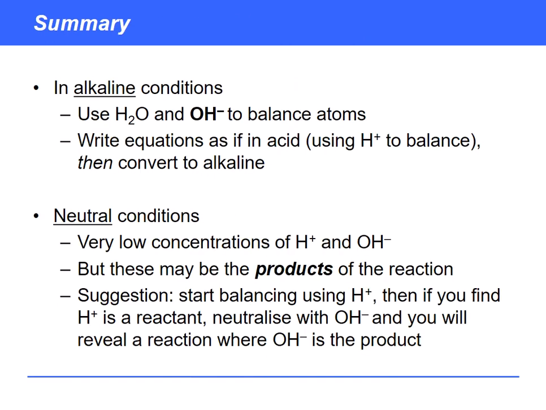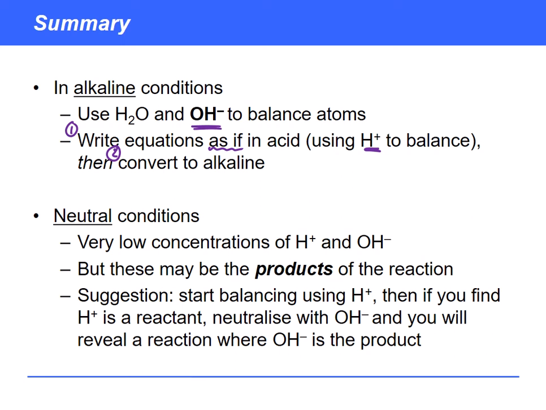So in summary, when you're in alkaline conditions, you must use OH minus along with H2O to balance atoms. You can't use H plus because concentrations of H plus in alkaline conditions are far too low. But in order to actually do that, then you're going to have two steps. The first is to write equations as if I'm in acid using H plus. And then in a second step, we're going to convert to alkaline conditions by adding OH minus ions to both sides.